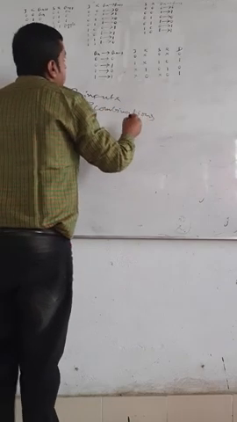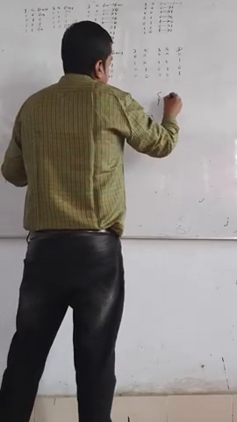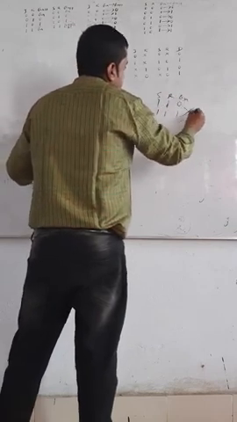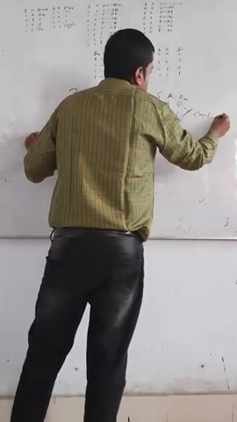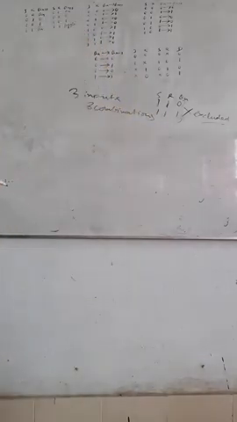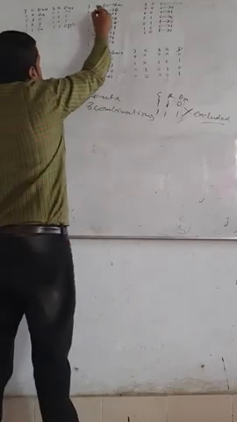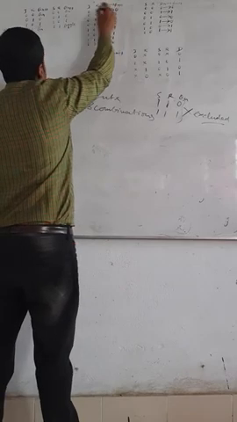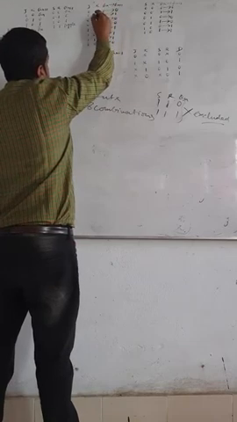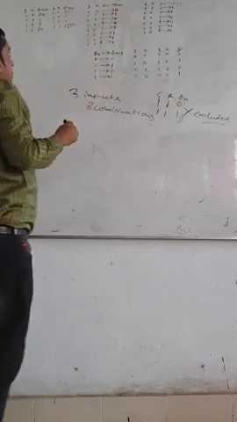In case of SR, 1 1 is excluded, because for 1 1 the output is toggle, so no 1 1. Now understand it very carefully. Input is 0 0, QN plus 1 is 0 because 0 0 means QN. If QN is 0, QN plus 1 is 0. If the input is 0 0 and QN is 1, QN plus 1 will be 1, because 0 0 means QN plus 1 will follow QN.